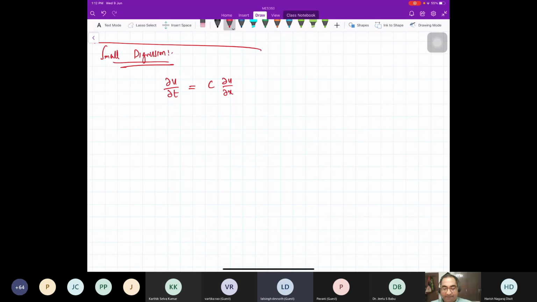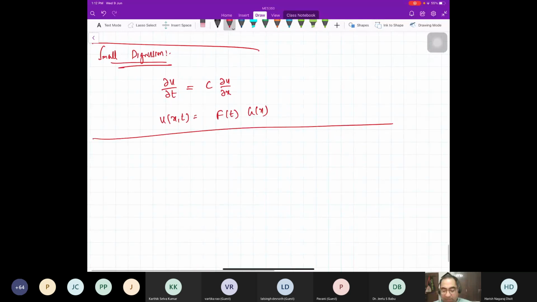Variable separable method. You'll do a variable separable form, right? Variable separable form means what? You'll say this u, which is a function of x and t, is a function of t times a function of x. Correct? Now you can substitute this and you will get the solution, which goes like u equals some constant times some function of x minus ct. So one of the standard techniques of solving linear partial differential equations is to assume a variable separable form. Now we will try to use the same ideas.